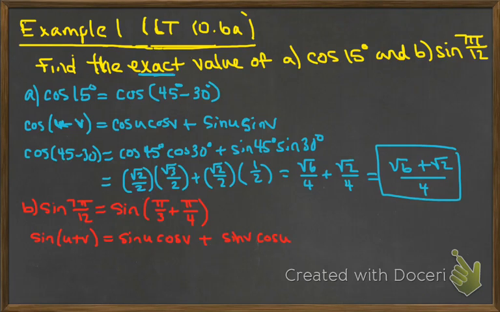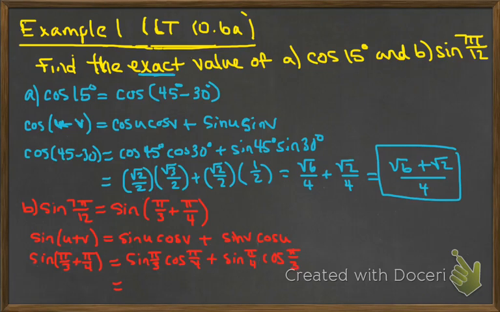So now I just plug in those values. So the sine of pi over 3 plus pi over 4 equals the sine of pi over 3 cosine of pi over 4 plus the sine of pi over 4 times the cosine of pi over 3. And now again, I just look at my unit circle sheet to finish this out.